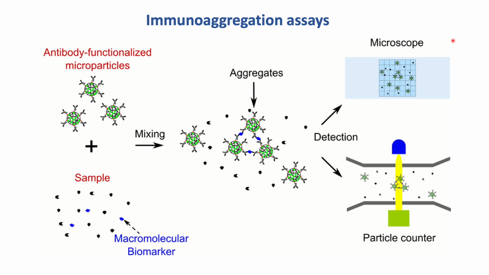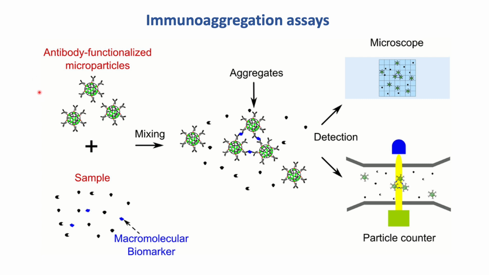So, the rapid, sensitive, and low cost detection of macromolecular biomarkers is critical in clinical diagnosis, environmental monitoring, in research, and so on. So, these macromolecular biomarkers could be anything like nucleic acids, proteins, enzymes, hormones, etc. So, immunoaggregation assays are mostly microparticle based and are a method for the detection and quantification of macromolecular biomarkers. So, in general, antibodies are conjugated to microparticles through streptavidin-biotin interaction.